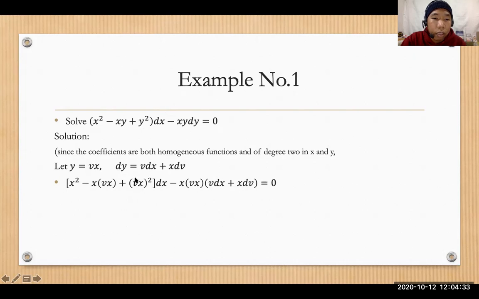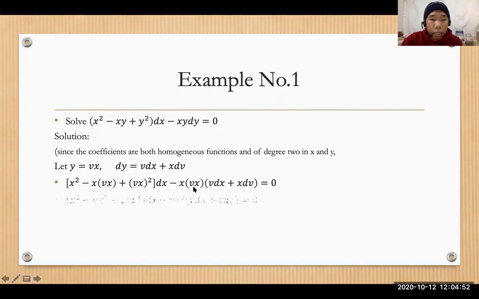So this is our term here in the equation. So dx, a variable exponential, so just copy this one, minus x, your y is equal to v times x, so this is v times x, and then dy is equal to v dx plus x dv.